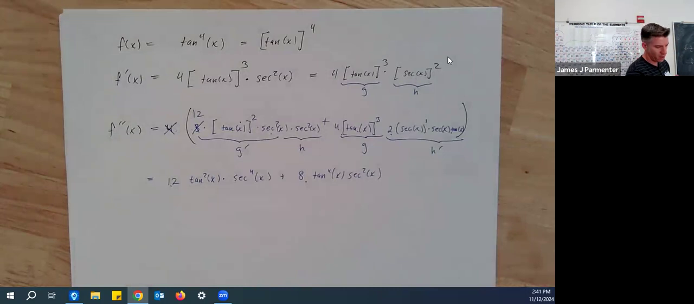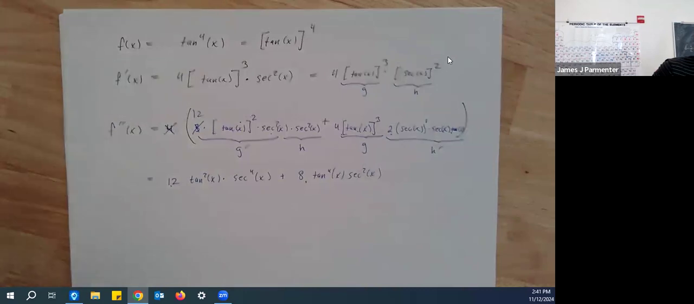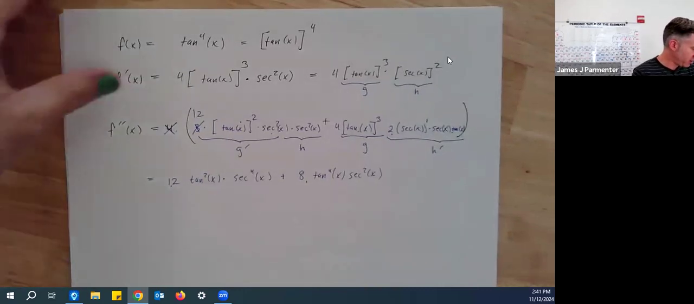Cool. Let's look at some implicit differentiation. Oh yeah, question, sorry. Okay. Let's look at some implicit differentiation and then some related rates.